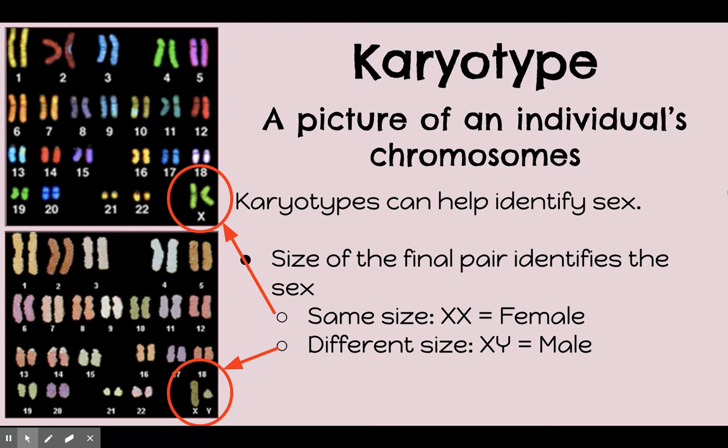You can also see that the other chromosomes in the picture are numbered 1 through 22. And so your sex chromosomes are your last set of chromosomes, because we know from the reading last week that humans have 23 pairs of chromosomes.